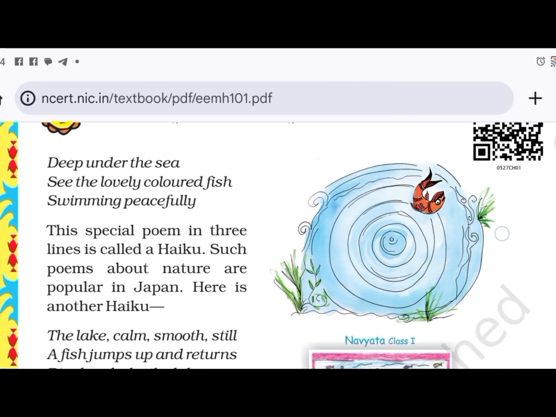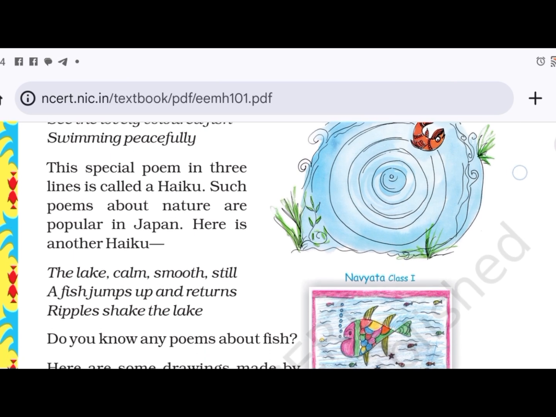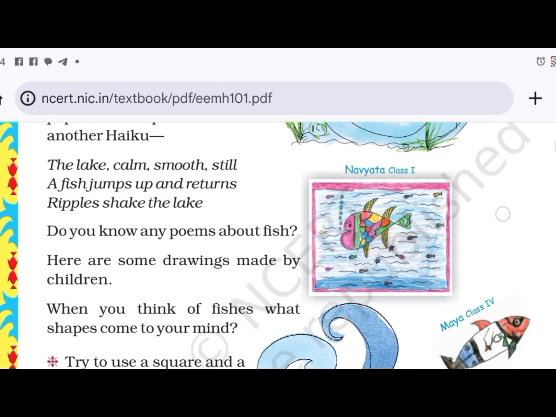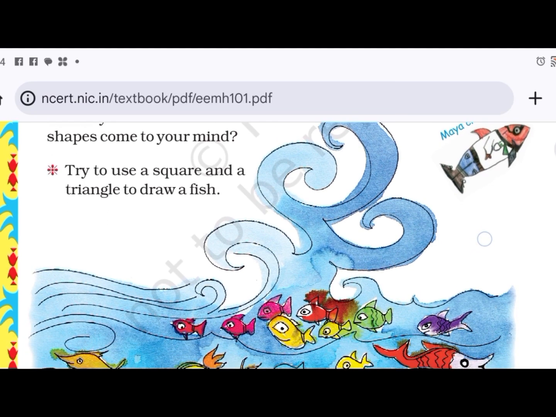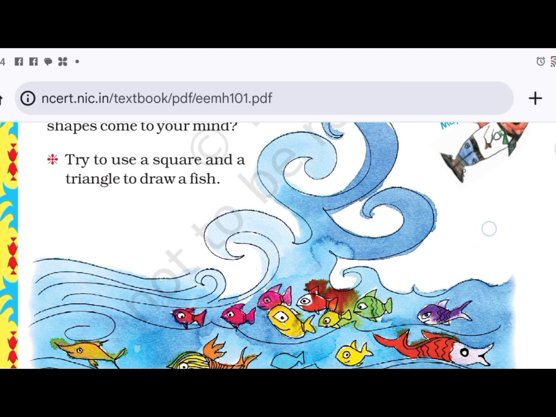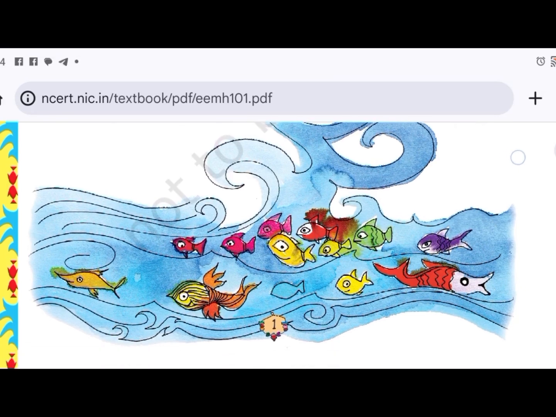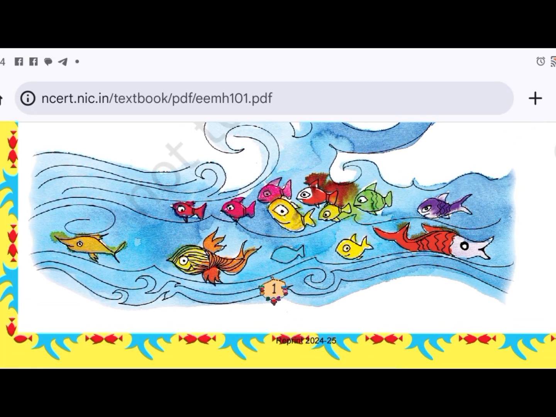Ripples shake the lake. What we understand in this: if you stood in front of a river or a small lake, you see it is very silent, smooth and calm. When fishes move inside the lake, did you observe that some bubbles are coming up to the water and the water is shaking a little bit? It means fishes are there inside, they are moving. See in the picture, you will get an idea like this. Something like this happens when fishes move inside the river water.